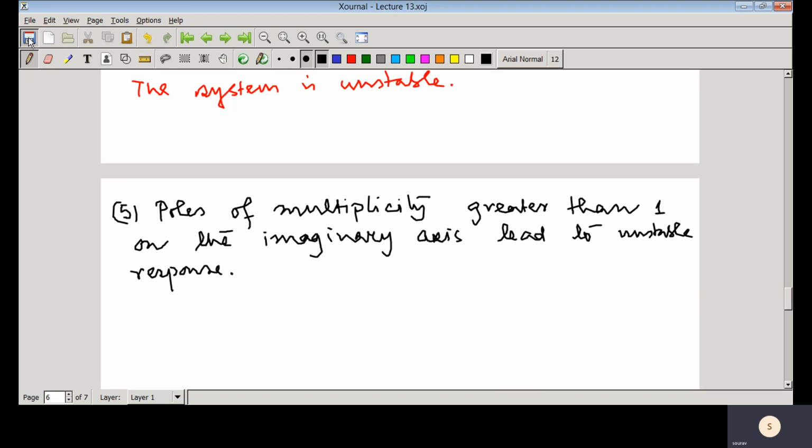So here, suppose you have a transfer function G(s) equal to 1 by s. In this particular case there is a pole at the origin. So this gives you a marginally stable response from the zero input response point of view. But if you have G(s) equal to 1 by s square, it gives you an unstable response.